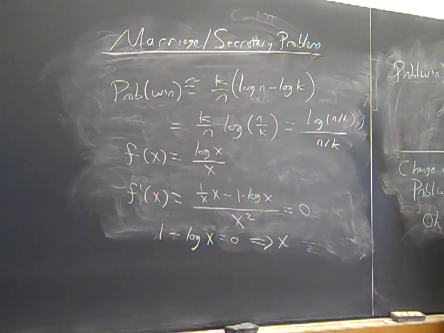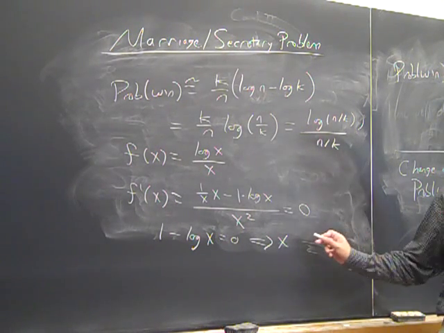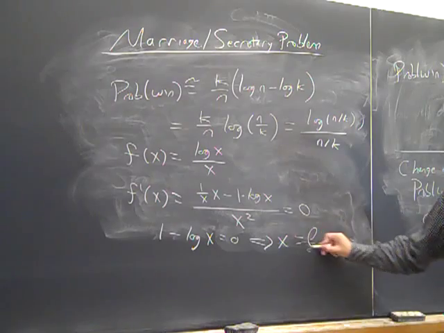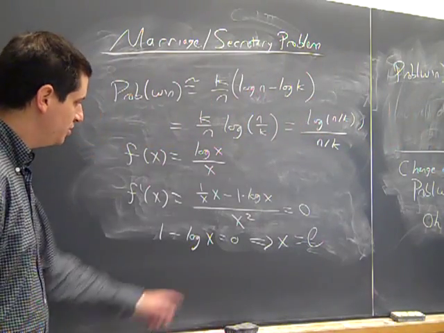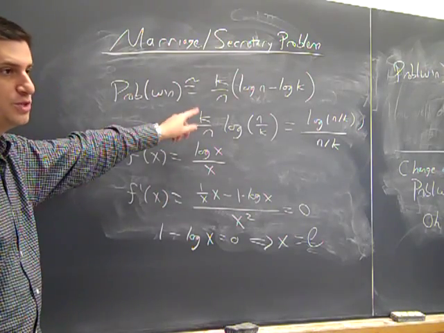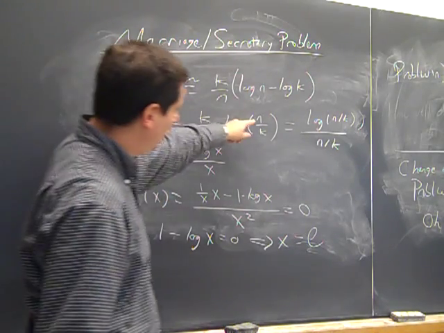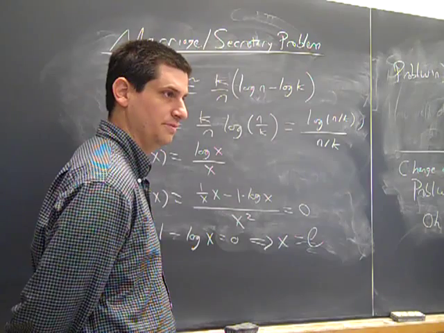What is x equal if I want 1 minus log of x to be 0? Let's see. e. The log of e is 1. So it tells us that the best choice is when n over k is about e.